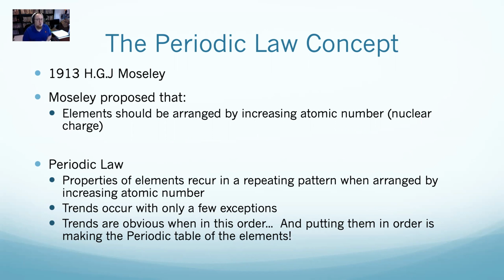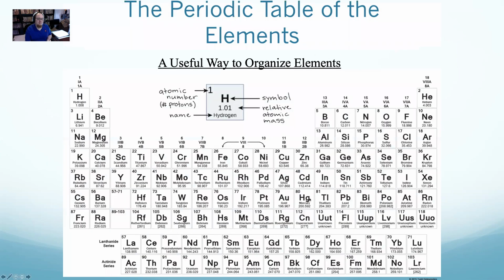Properties of elements, and almost all properties, like most everything about them, reoccur in repeating patterns when arranged in order of atomic number. And trends exist with very few exceptions. And the trends are actually rather obvious in this order. And he created the periodic table of elements. So the periodic table of elements is just a list of all the elements in order of atomic number: hydrogen, helium, lithium, beryllium, boron, carbon, nitrogen, oxygen, fluorine. And what they found is that there are patterns for all the properties. And if you have a periodic table in front of you, you can assume some of the properties of a given element just by seeing where it is on the table.